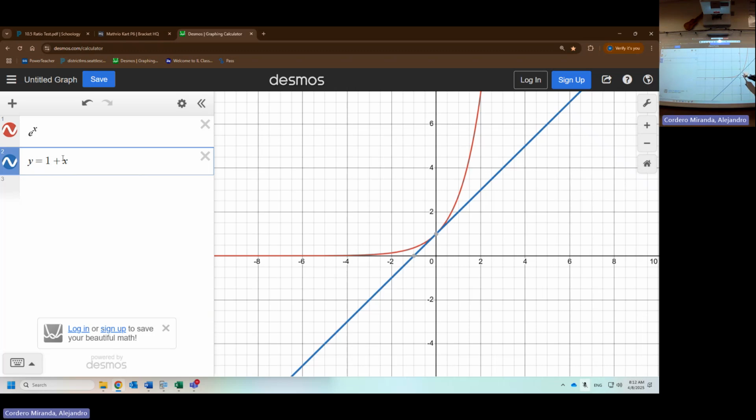Now we're getting somewhere, because look, this blue line is pretty close to this red line around 0, but everywhere else it's pretty far off. So maybe I get one step closer. I match the function, I match the derivative value, and I match the second derivative value at this point 0. So let's try that. Watch this.